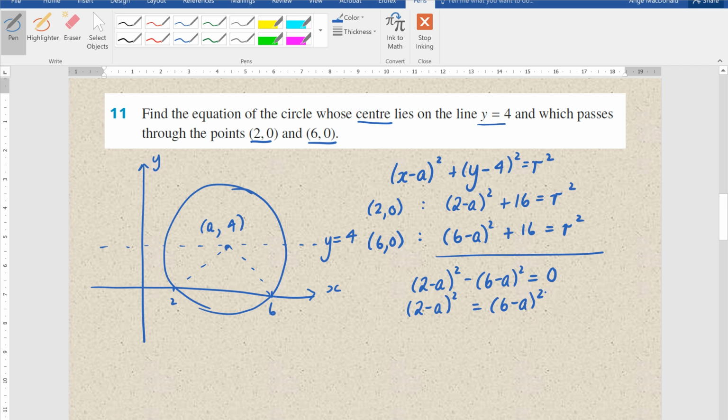And now we expand the brackets. So for those of you who are still unsure, not really happy about expanding those brackets, remember 2 minus a squared is 2 take a times 2 take a, and you do the whole arrow thing. So we'll end up with 4 minus 4a plus a squared equals 36 take 12a plus a squared, and we have the joys of those a squares cancelling.